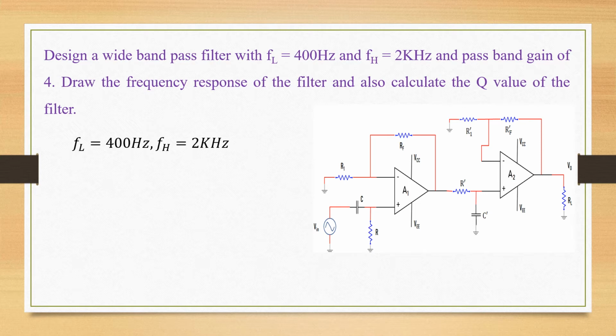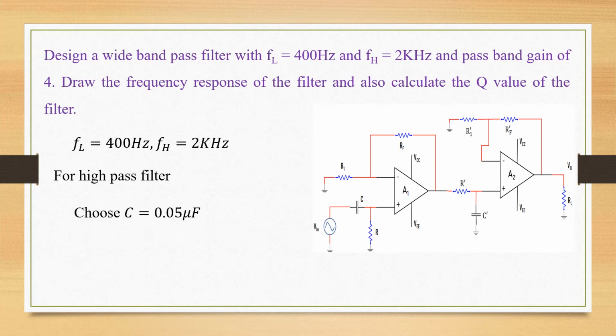Now seeing the circuit diagram, the first part is a high pass section. So we will design the circuit for a high pass filter. For the high pass filter, the lower cutoff frequency is given as 400 Hz. First step is done, so the lower cutoff frequency is selected. The second part is we have to select the value of the capacitance C.